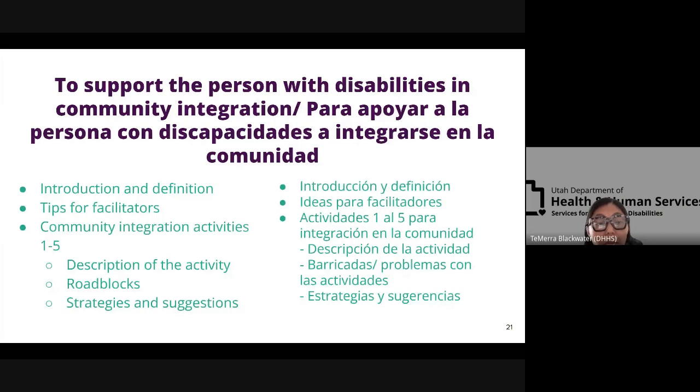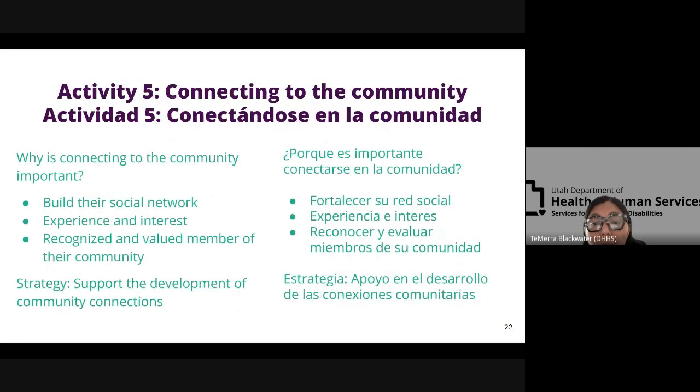Each activity provides potential roadblocks to community integration, offers recommendations and ideas, and then a thought exercise for the facilitator at the end of each activity. For the purpose of this presentation, we'll focus on activity 5, connecting to the community. Next slide.